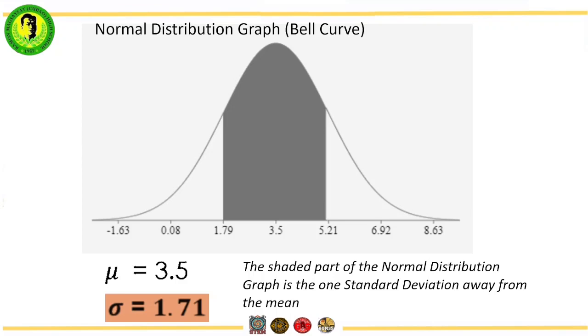Again, the sides of a die are 1, 2, 3, 4, 5, 6. On average, it is between 1.79 and 5.21. So you will roll the die with a high probability almost 2 to 5. It is between 2 and 5.